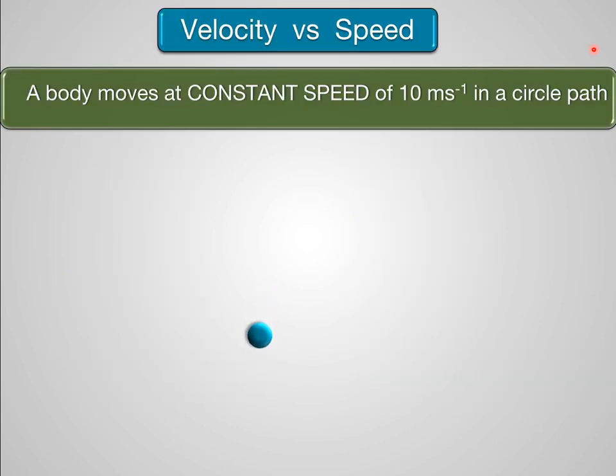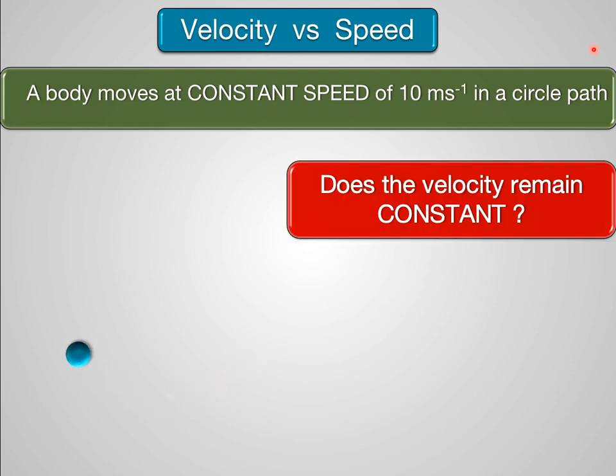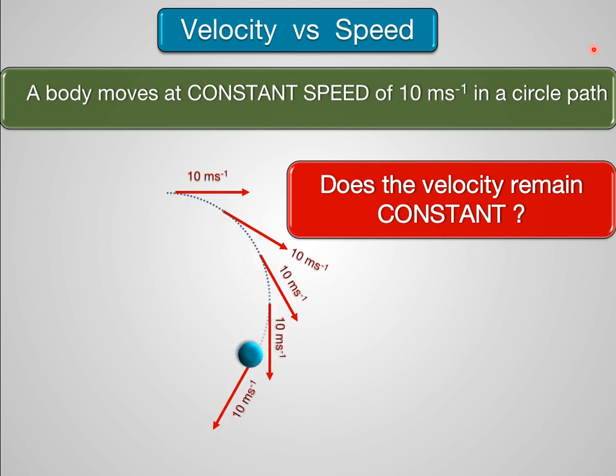A body is going in a circular path at a constant speed. Will the velocity be constant? Already it's given that speed is constant. But is the velocity remaining constant? Let's check. Let's mark the directions of velocity at every point. This is how the velocity should be marked at any point.